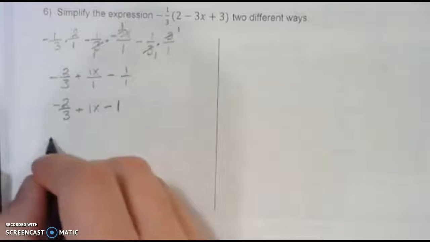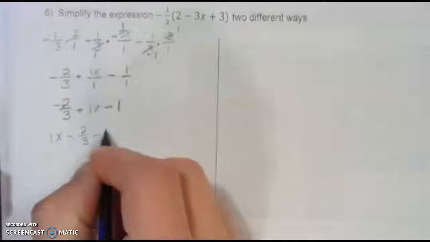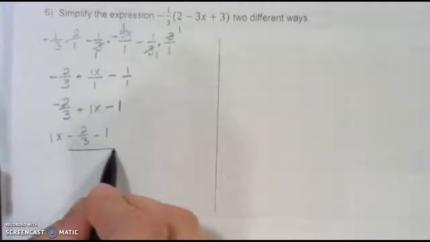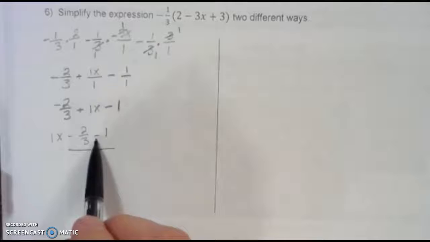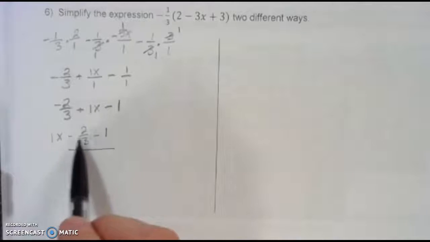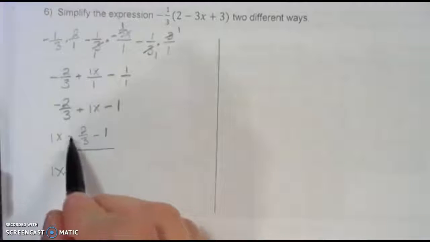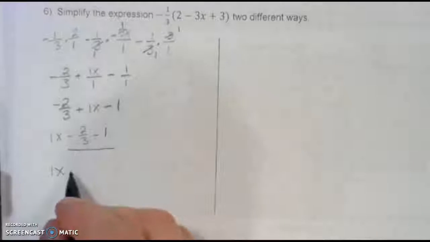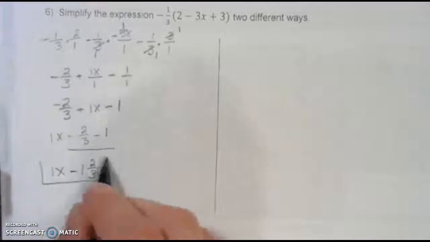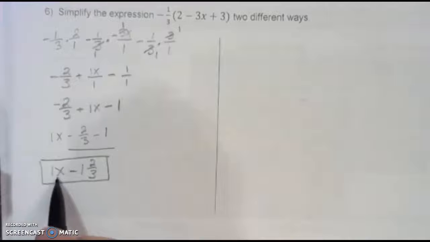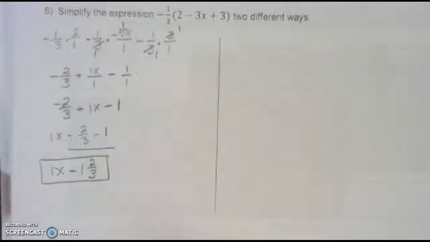I like my variable term out front, so 1x minus 2/3 minus 1. And I have constants here that I can simplify. Negative 2/3 minus 1. The signs are the same. They're both negative, so I'm going to add these together. So I'm going to have 1x, and then negative 2/3 and negative 1 is negative 1 and 2/3. And so that's what I'm going to have as a final expression. My variable term 1x minus my constant 1 and 2/3.